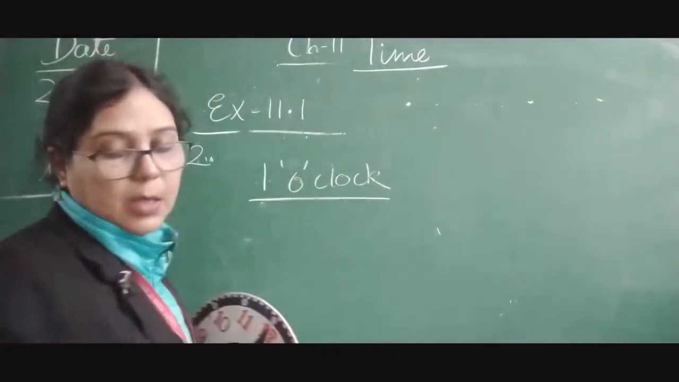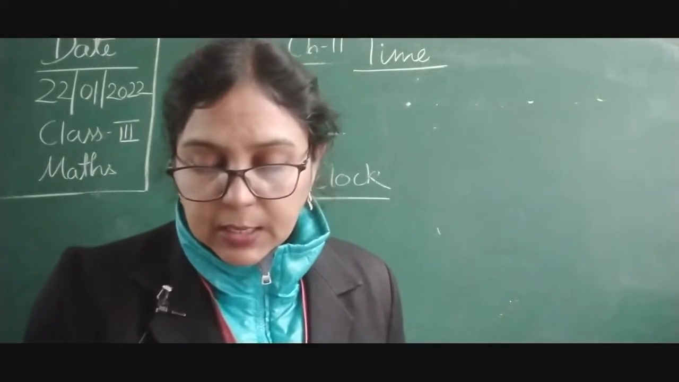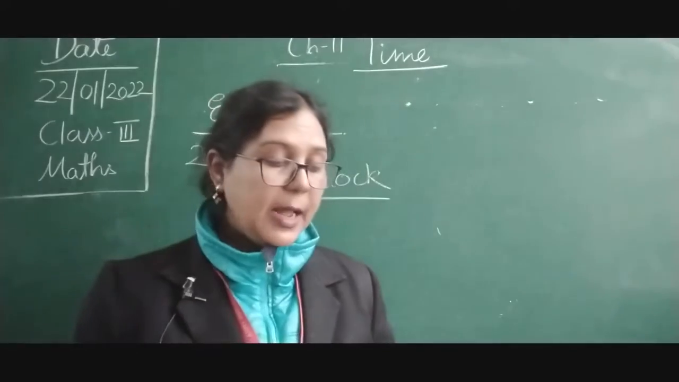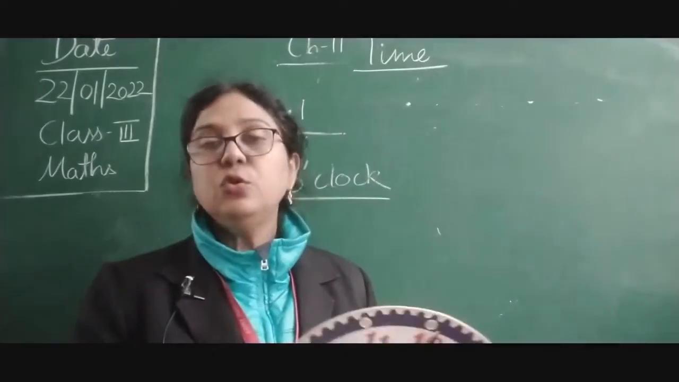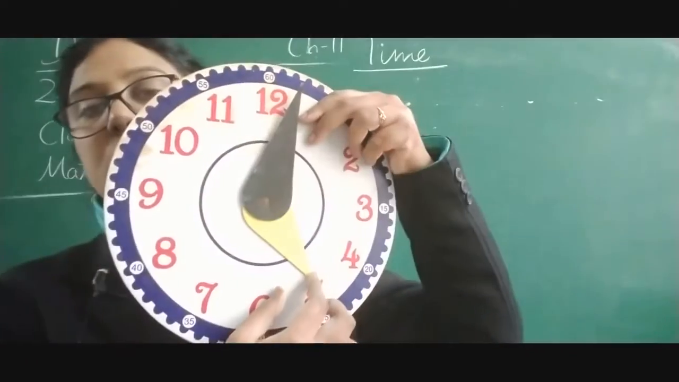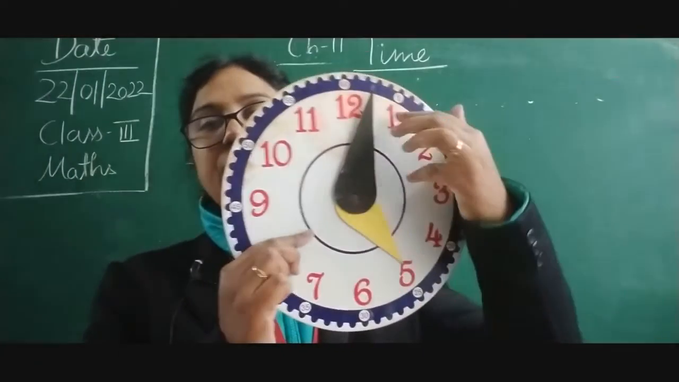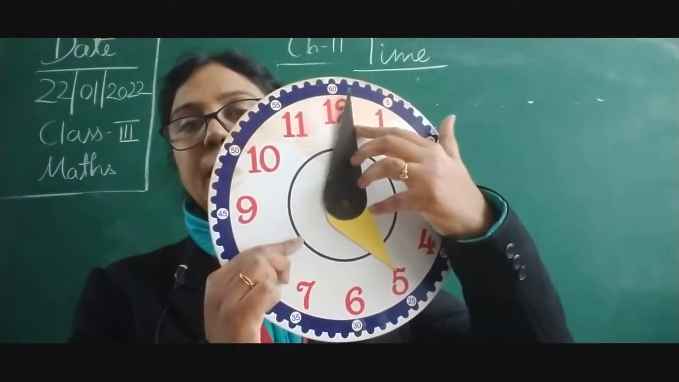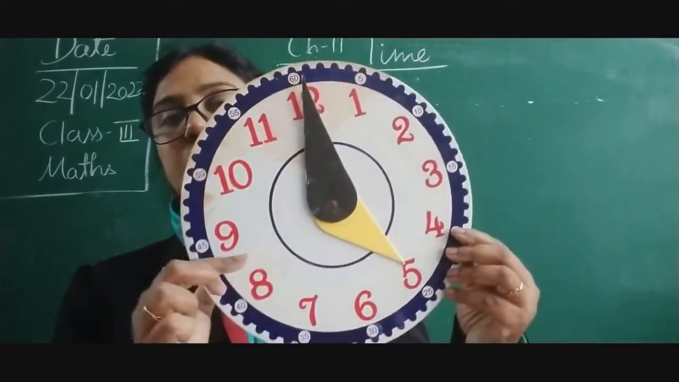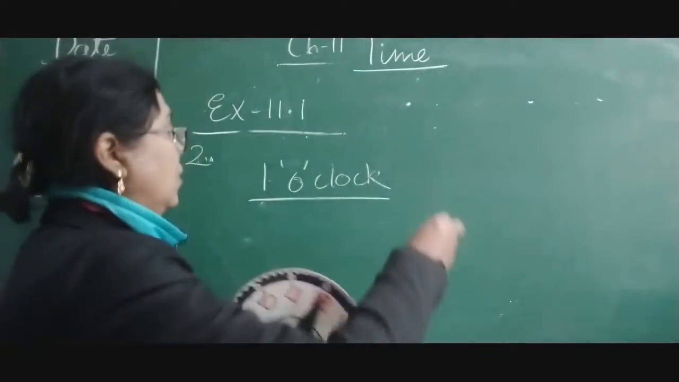Okay children. Now in the next clock you can see that the minute hand has fallen off. So we have to show 5 o'clock. So what will we do children? We just put the hour hand at 5 and draw a minute hand to 12. So here it is showing 5 o'clock. Okay, this is 5 o'clock.